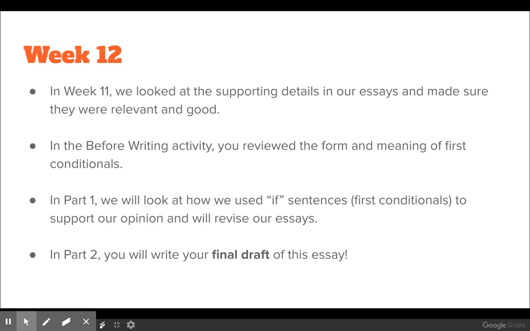Last week we looked at the supporting details in our essays and we made sure those were relevant and good, so we should have some nicely supported essays going into this week. And then in the before writing activity, hopefully you reviewed the form and meaning of first conditionals, because in this part of our writing lessons this week, we're going to look in your essays at how you use those if sentences, those first conditionals, to further support our opinion and really make these essays really well supported and well written.